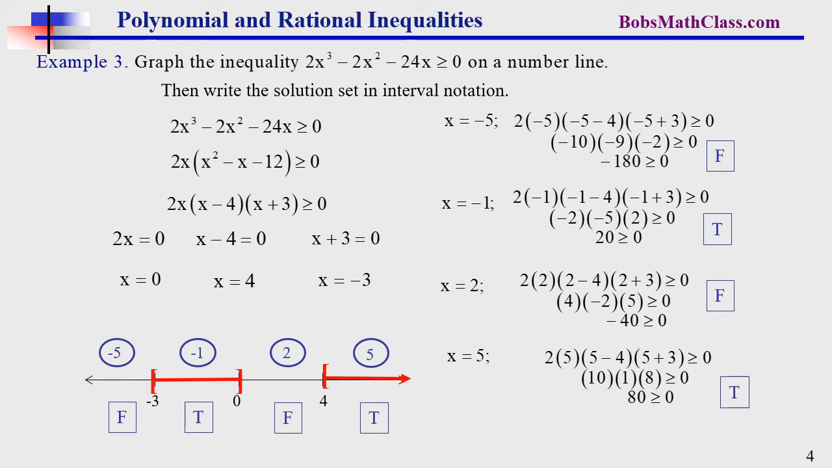So now write that in interval notation. So we're going to have two separate intervals joined by a union. The first one is from negative 3 to 0 with brackets. And then the second one is from 4 to infinity, brackets at the 4, parentheses at the infinity.